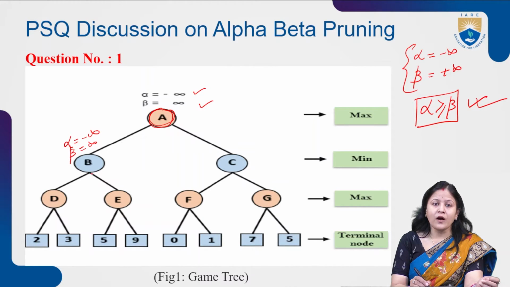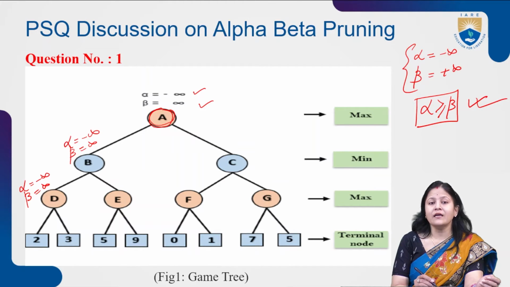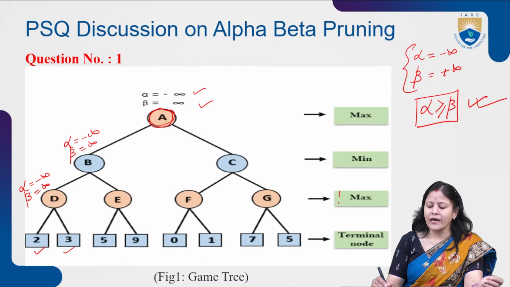Now exploring after B, where will it go? For node D, the same values will be passed: alpha is minus infinity, beta is plus infinity. After this I cannot pass to 2. Now I have to do the comparison, because the terminal utility values are already given. Once we reach the D node, what type of node is it? It is a max node.